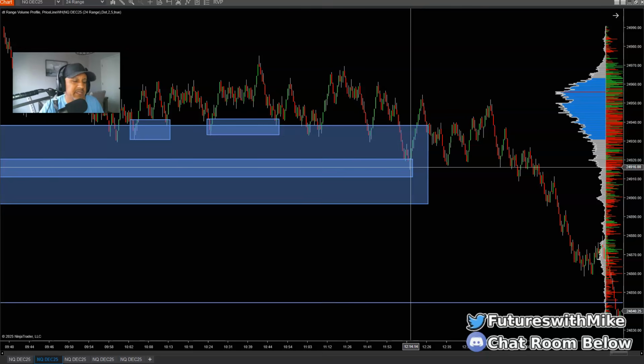It works, guys. You just have to be selective with the setups that you actually take, and make sure that they're high probability ones that have lots of confluence coupled with them.